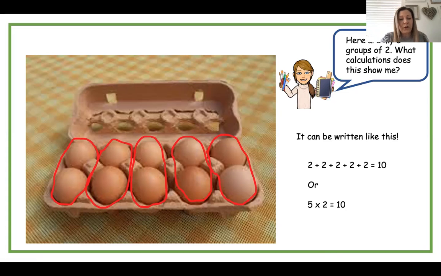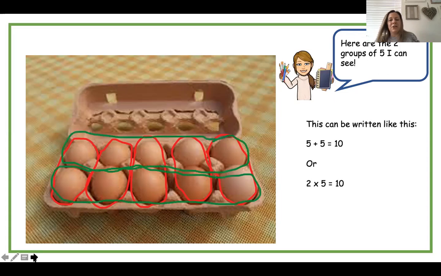We also know that we could actually do it the other way as well because we've got 1, 2, 3, 4, 5 twos. So you could write it as adding 2, 5 times. Okay, so let's go on to the next one.